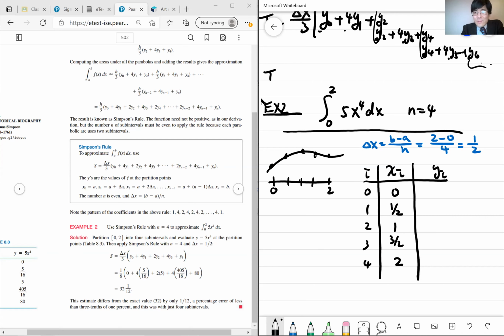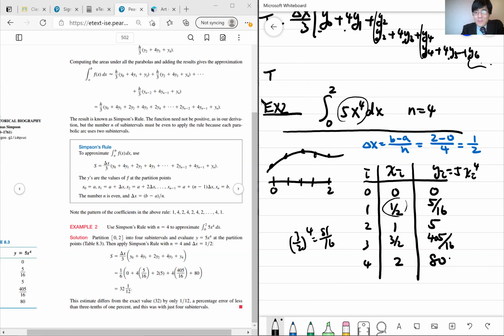Well, the y value in this case is 5 times xi to the power 4. So the first one is going to be 0. This is going to be 5 over 16. Yeah, to the power 4th. It's going to be 5. This is going to be, well, 3 over 2 to the power 4 is going to be 81 over 16. You multiply it by 5, so it is 405 over 16. And the last one is 16 times 5, it's going to be 80.